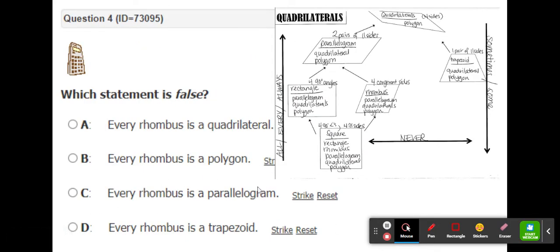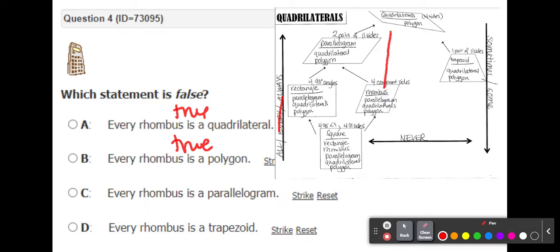Question 4. Which statement is false? Every rhombus is a quadrilateral. So let's use this chart again. Here's rhombus. Is every rhombus a quadrilateral? So I'm going from here up. Yes, that's true. Every rhombus is a polygon. Yes, that's true. Polygon is above quadrilaterals because every quadrilateral is a polygon. Every rhombus is a parallelogram. Here's rhombus, parallelogram. Yep, going up. Yep, that's true. So hopefully this last one is it. Every rhombus is a trapezoid. Yeah, we can't go this way. That's never. So that one is D.